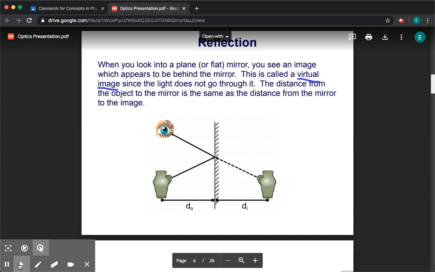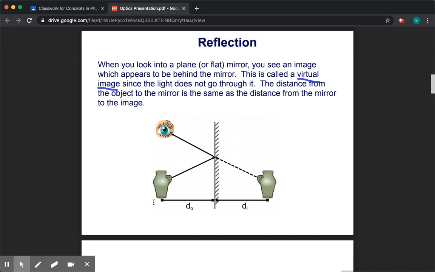A virtual image means that it looks like the image is behind the mirror. When you look in the mirror, that's exactly what it looks like. It looks like you are inside of the mirror, behind the mirror. We know that's not true because there's nothing behind the mirror. The mirror is just a surface. There is no other world behind it, but that's what it looks like. And when that happens, we call that a virtual image.